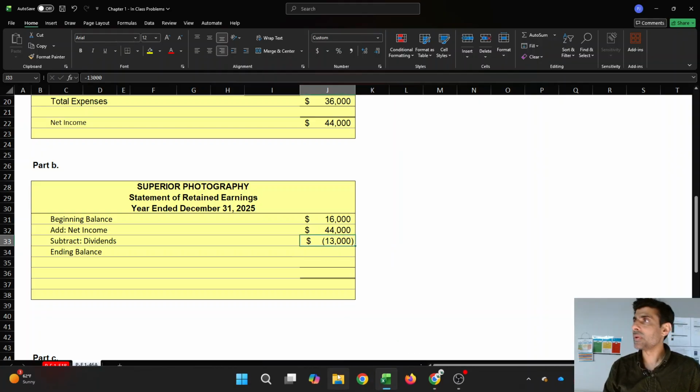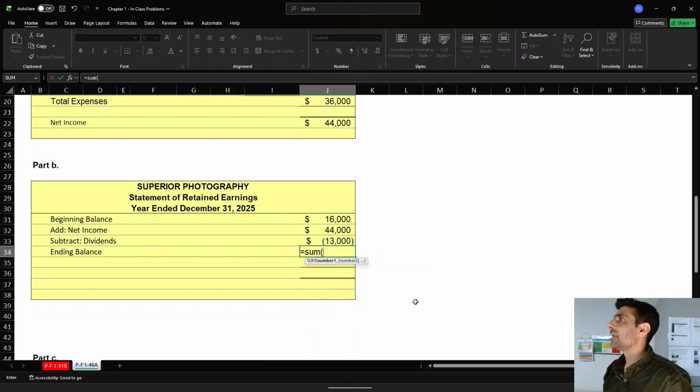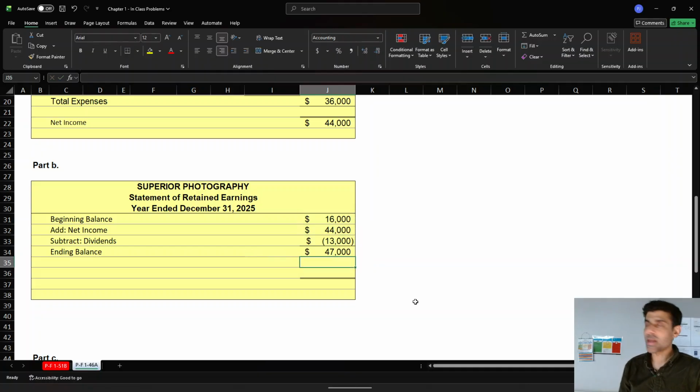When you see a number with parentheses around it, it means it's a negative, when it's formatted as a dollar. So all I can do is now add these up. The 13,000 is already a negative. I can just add. When you add a positive number with a negative number, it subtracts the negative number, right? Hopefully we all remember that from 7th grade math. So I'm just going to add all these up, and that's my ending balance for retained earnings.